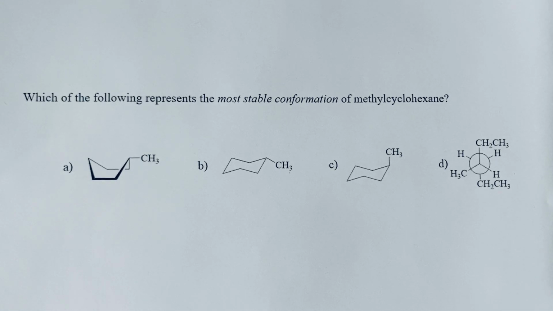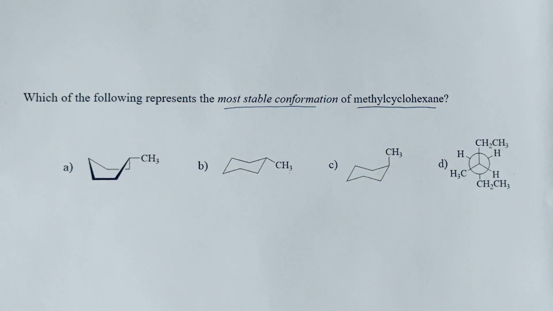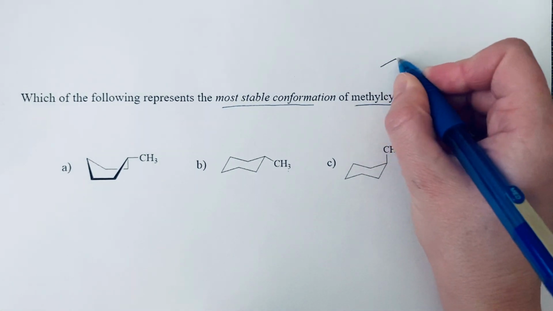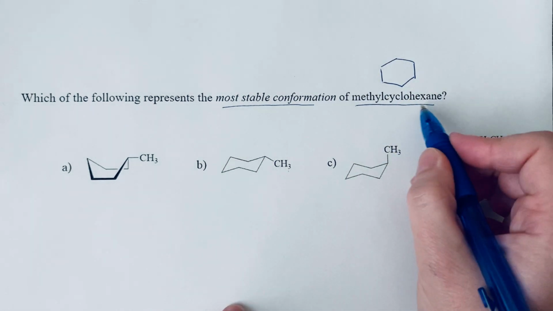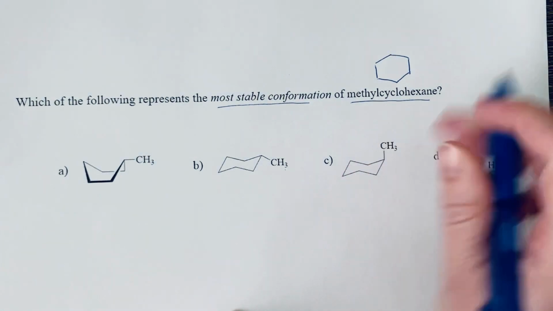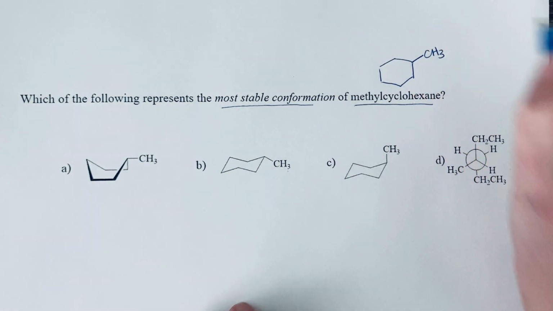Which of the following represents the most stable conformation of methyl cyclohexane? So let's start by drawing methyl cyclohexane. That is a cyclohexane ring, a 6 carbon atom ring from that hexane, and it has on one of those carbon atoms a methyl group, a CH3 substituent.